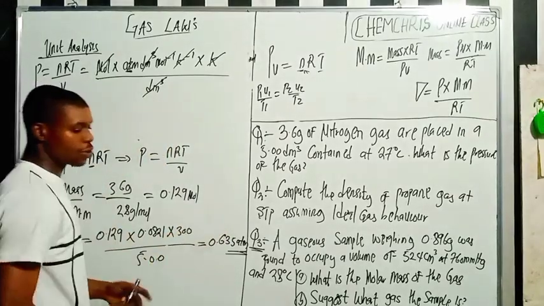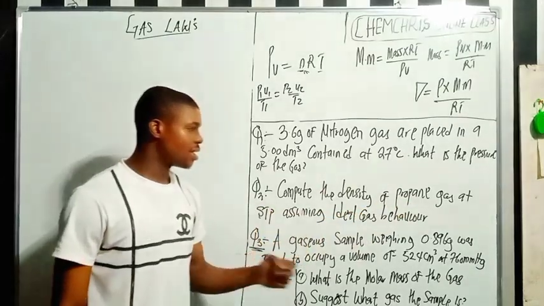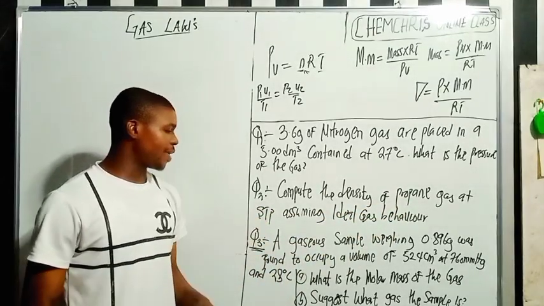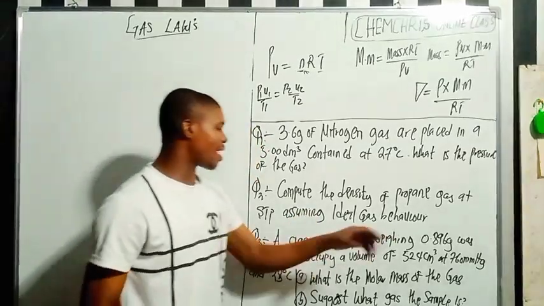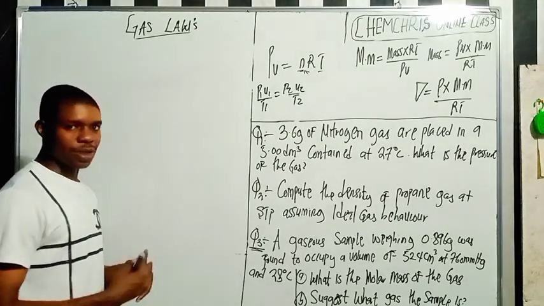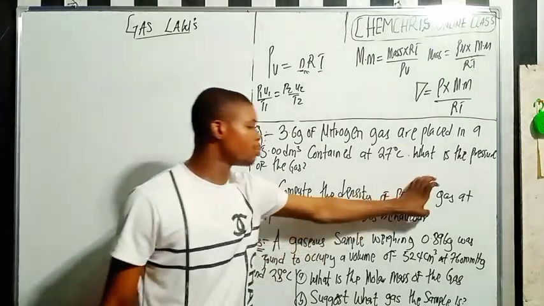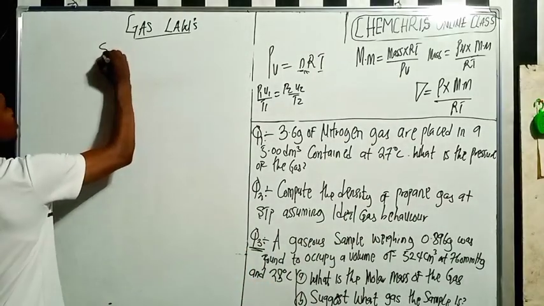So then look at question 2. Question 2 says: compute the density of propane gas at STP, assuming ideal gas behavior. Assuming ideal gas behavior. Now, it says you will compute the density of propane. You understand? And you know what? Note the molar mass of propane, right? So, solution.